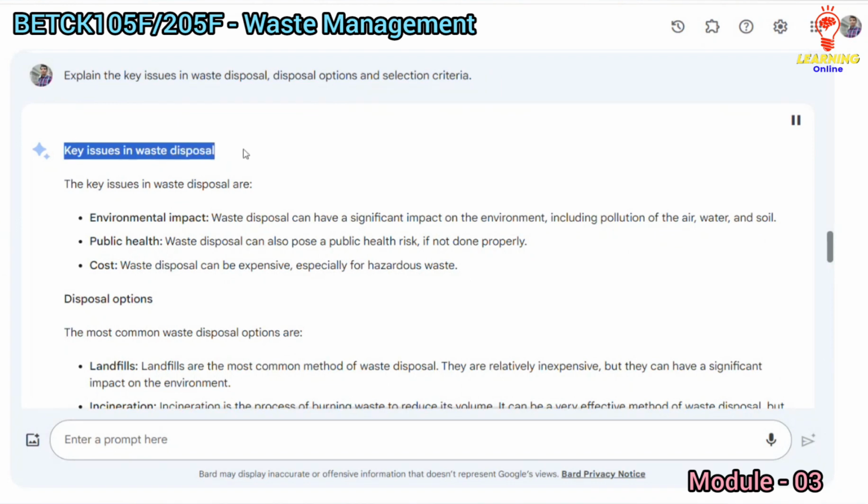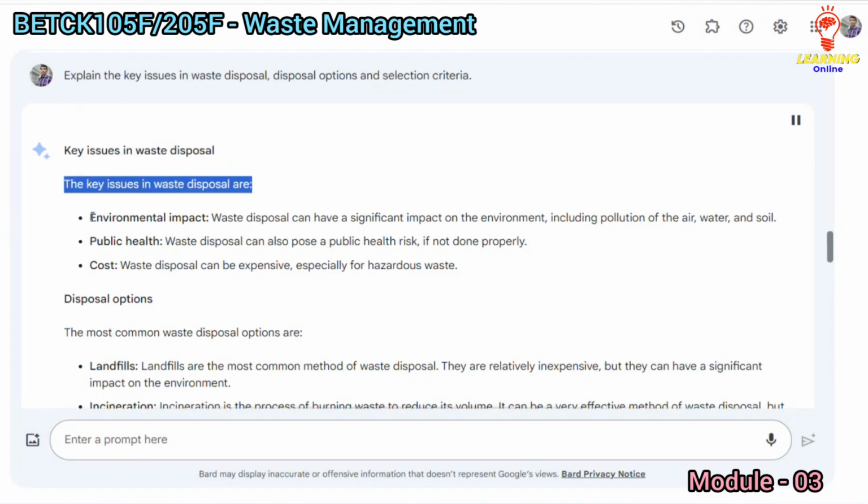Key issues in waste disposal. The key issues in waste disposal are environmental impact. Waste disposal can have a significant impact on the environment, including pollution of the air, water, and soil. Public health. Waste disposal can also pose a public health risk if not done properly. Cost. Waste disposal can be expensive, especially for hazardous waste.